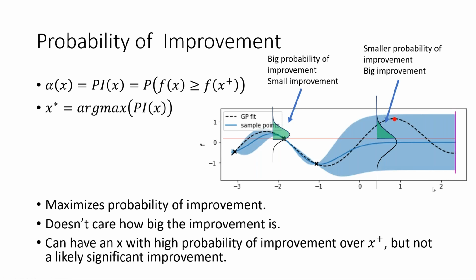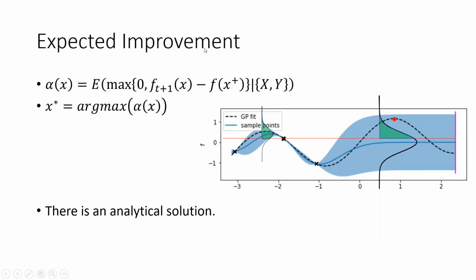However, this technique doesn't care how big the improvement is. It's just looking for the highest probability of getting an improvement. So we can use another technique, which is expected improvement, which takes into account the expected value we would get at each location.